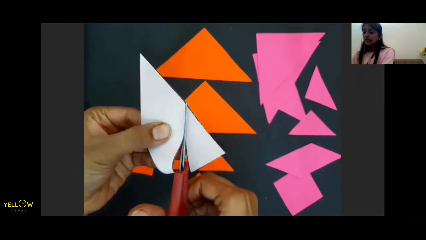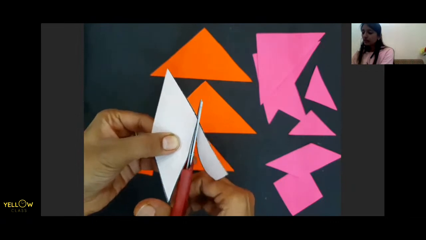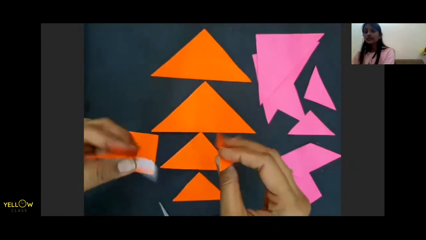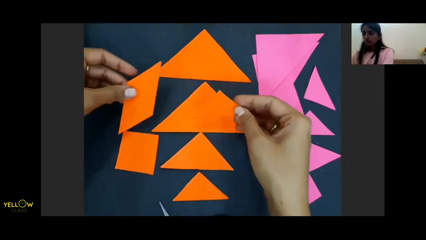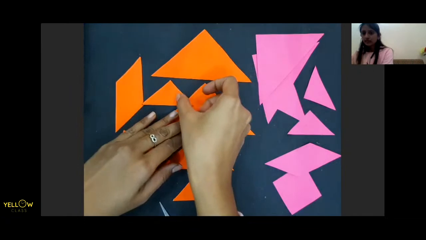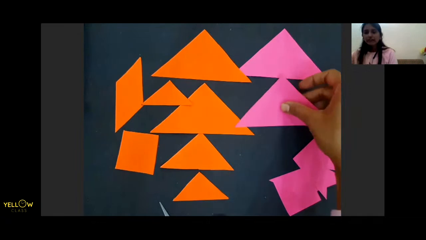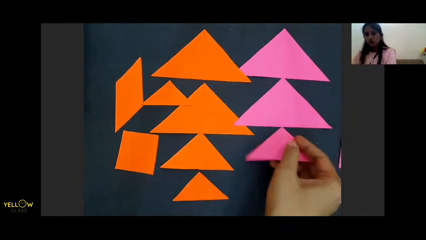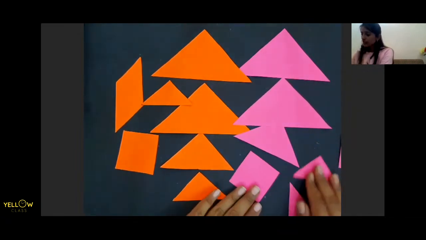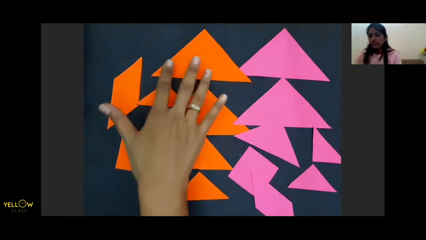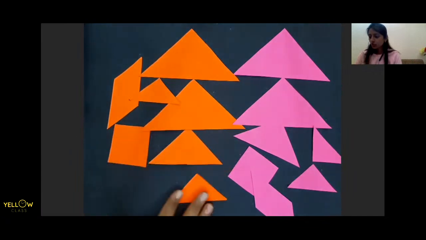And it's better, children, that you darken the lines with any color sketch pen, so that it is very clear for you to cut and you don't cut along the wrong lines. Fine. So see, all my shapes are ready. For the pink one also, which I have made earlier, and for this orange one also, we have got all the 7 shapes ready with us. So I will wait just for a few seconds for all of you also to complete this and get ready with your shapes.